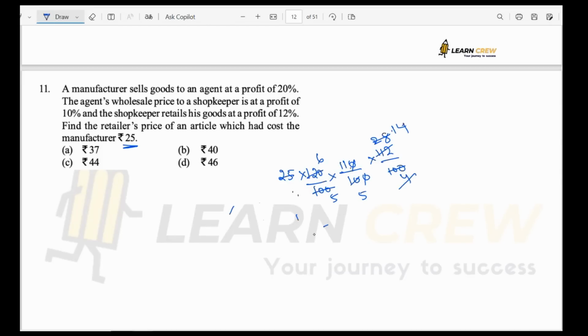Now 14 11s are how much? 154. 154 6s are how much? It is 924. It is not 324. 154 6s are 924. 924 divided by 25. So 25 36s are 900. So you are going to get 36 point something. So the answer is approximately 37.